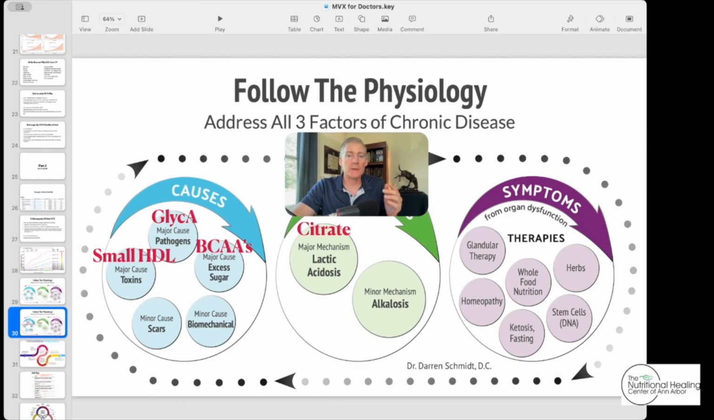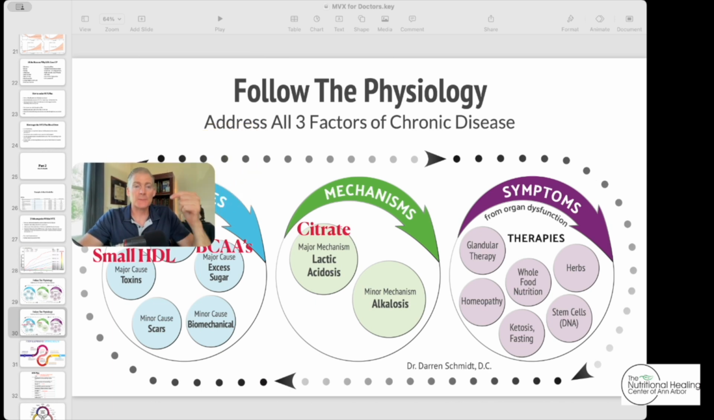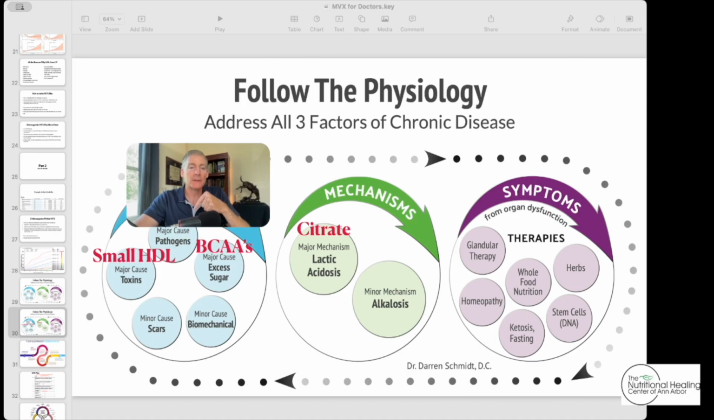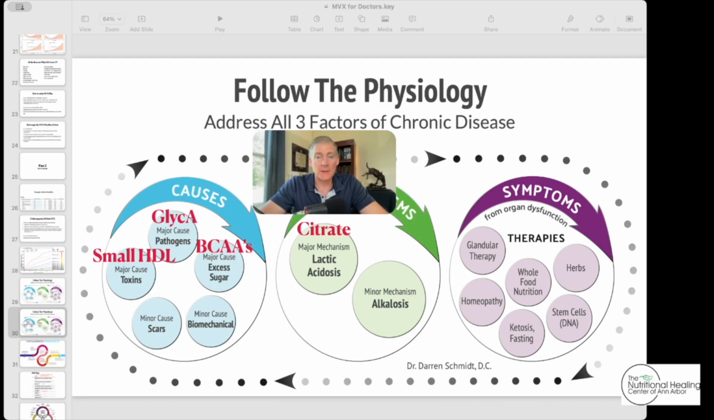And just as I showed you, there are these main factors within MVX, and they are glycA right here, which measures the pathogens, the infections and/or inflammation. And then small-scale particles measure the toxins. It lines up. It's amazing. The branched chain amino acids measure your diet: too much sugar, not enough protein. Are you digesting your food? And do you have enough B1, because that can really help the digestive system. So the last factor in MVX is called citrate, and that's measuring mitochondrial function, or concurrently lactic acidosis.